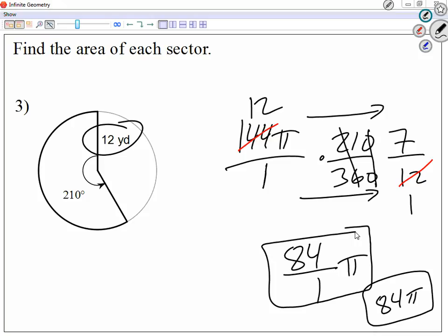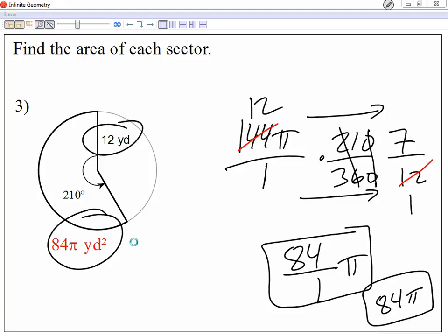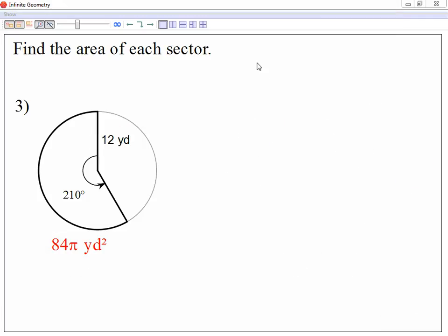But do make sure your answers are simplified. If I press the key for my answer, it gives me 84 pi. Like I said, my calculator gives it to me simplified. So make sure you simplify your answer. All right, any questions? No questions?